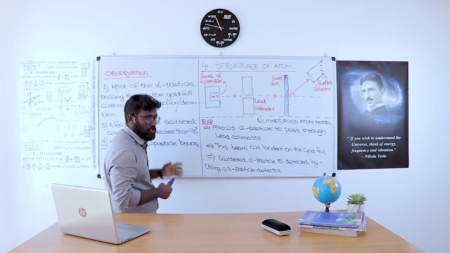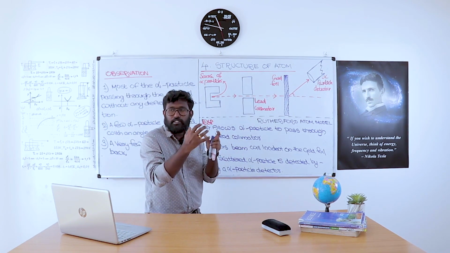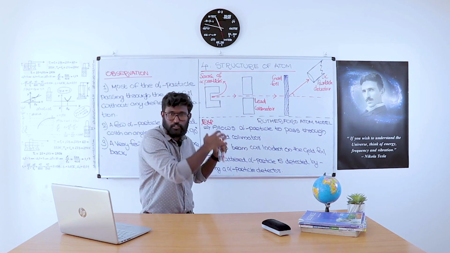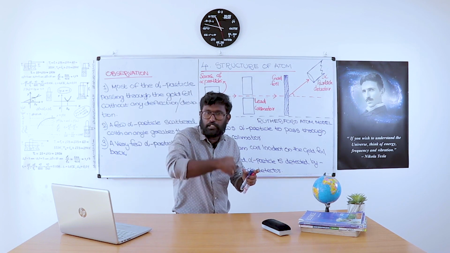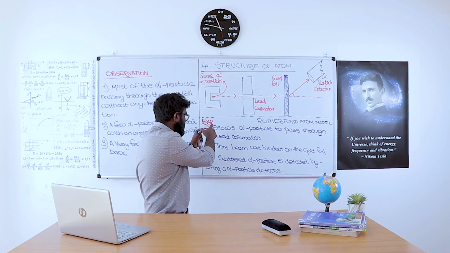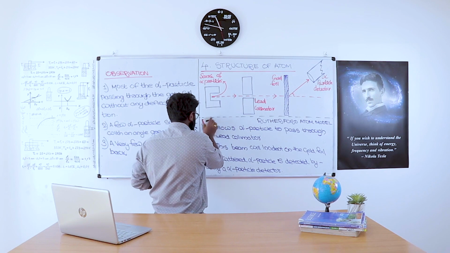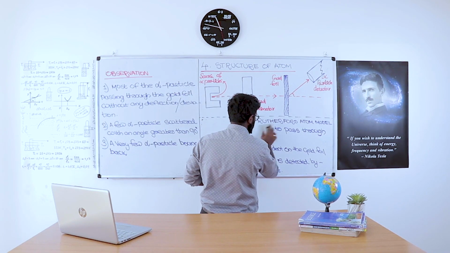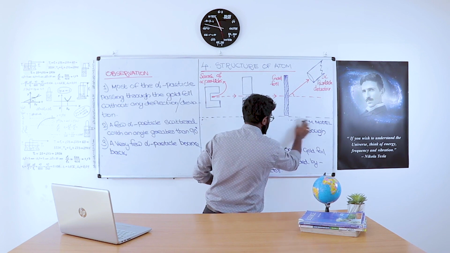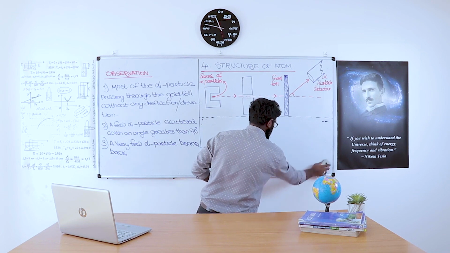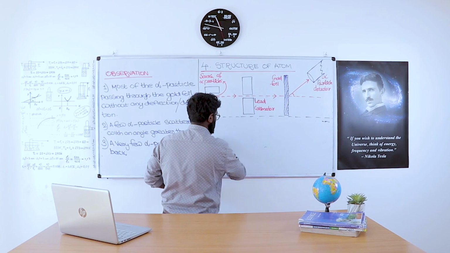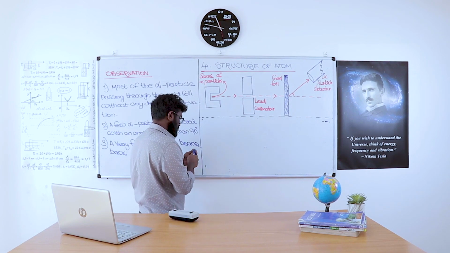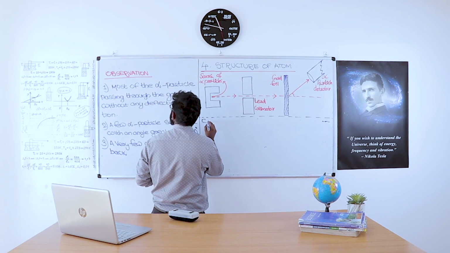So from these observations, he concluded some points. From the experiment, he concluded some points. The points are here. So the experiment is completed, and this is the conclusion.